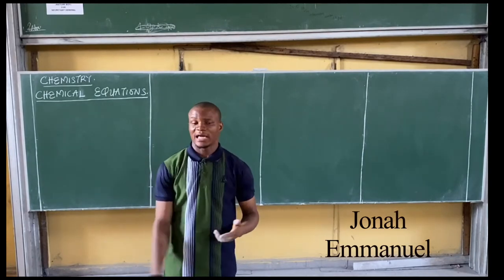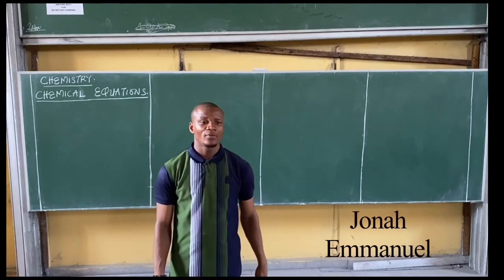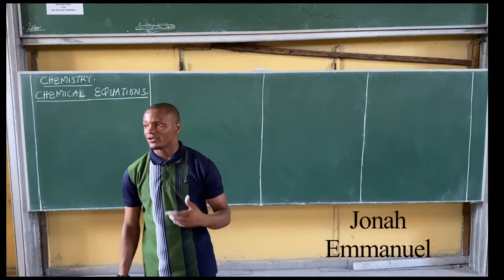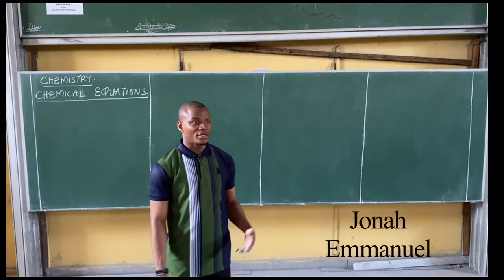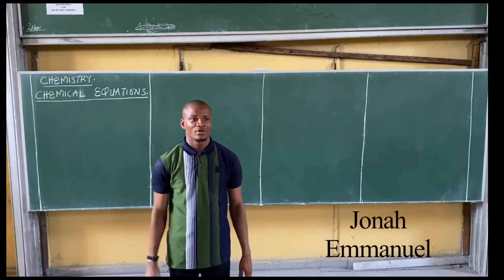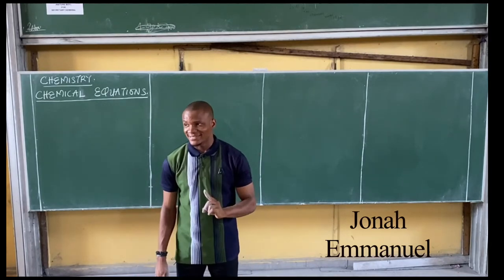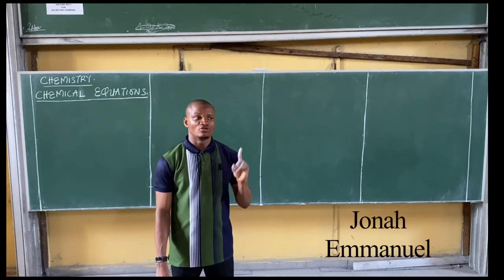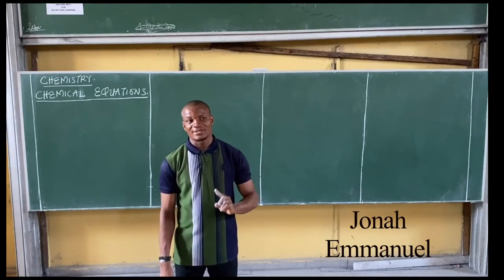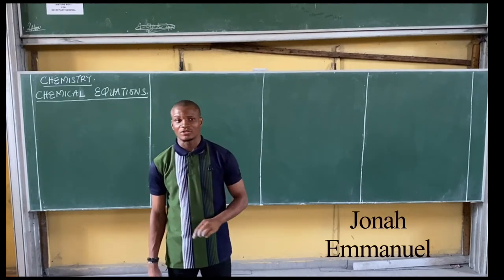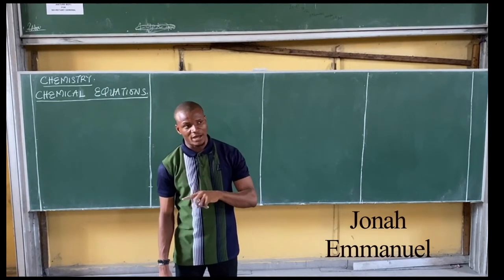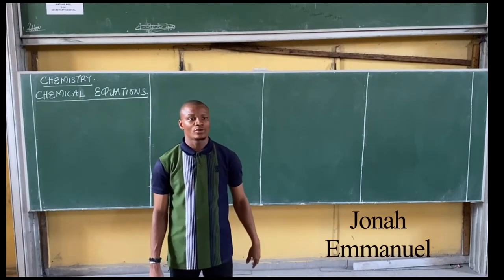Through what's called the chemical equation. Think down: a chemical equation is the symbolic representation of a chemical reaction. So get this right. You represent elements using symbols, compounds using formulas, and chemical reactions using chemical equations. These are the three representations: elements with symbols, compounds with formulas, chemical reactions with chemical equations.